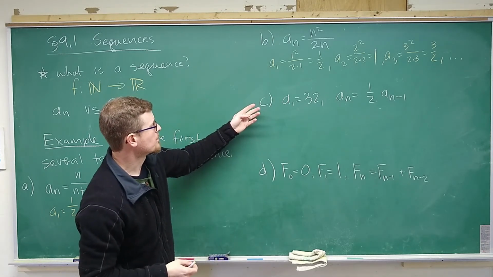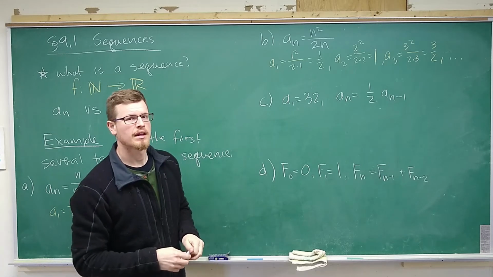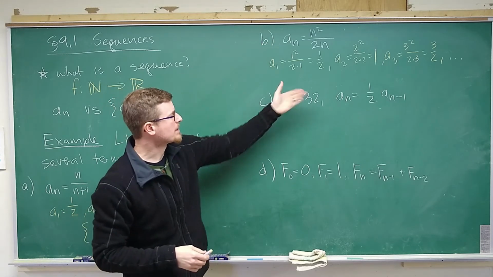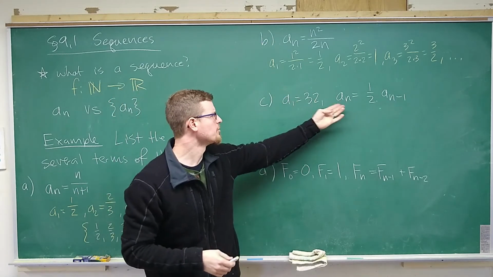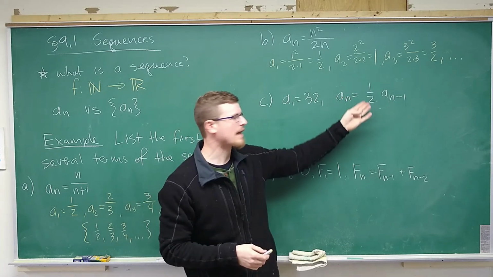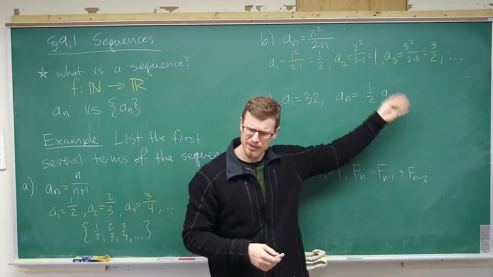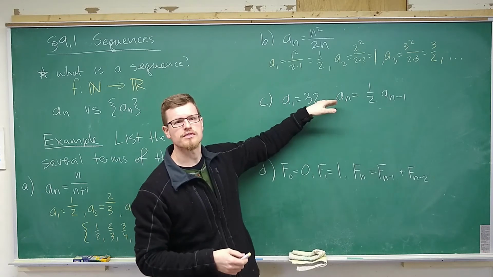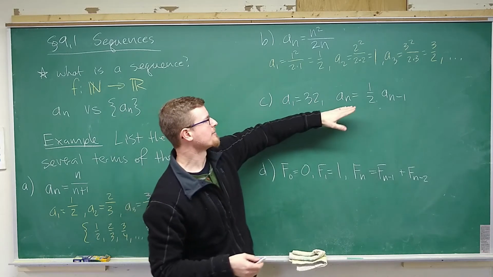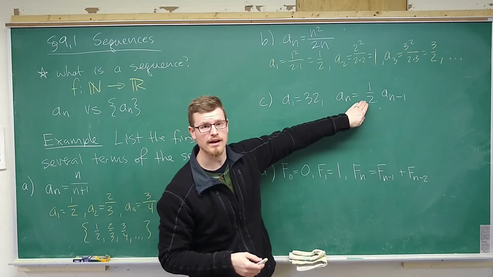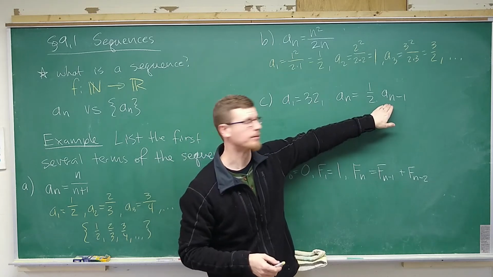For the next example, it looks a little bit different. I don't simply have a sub n equals something. Well, I do, but I have a sub n is equal to 1/2 of a sub n minus 1. What does this mean? Well, this is a recursively defined sequence. So we have each term is defined by the previous term.